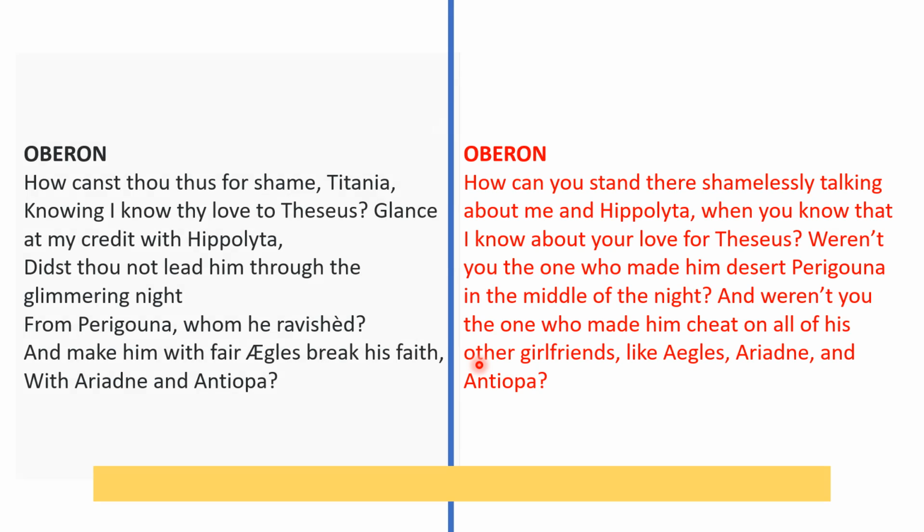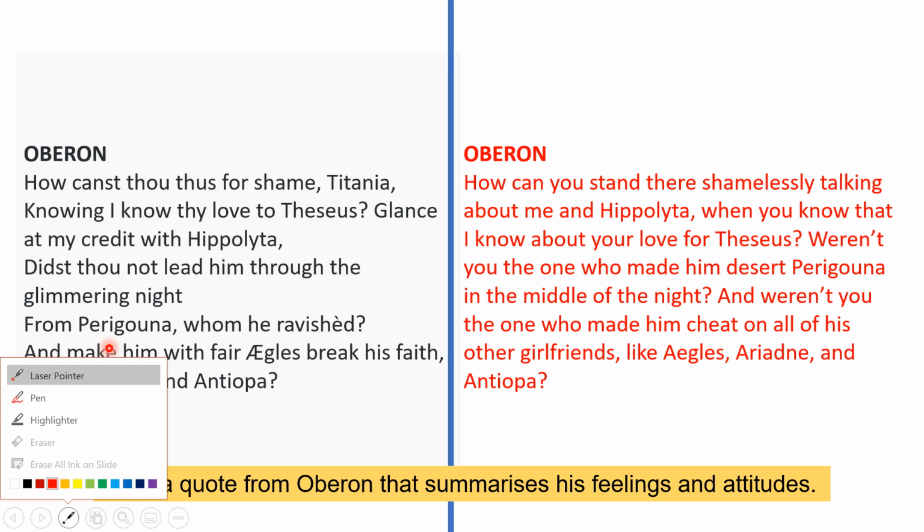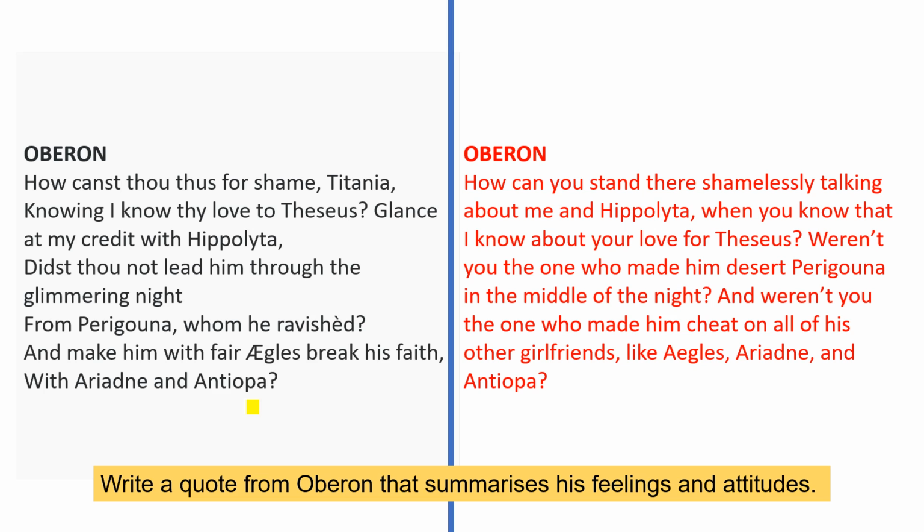So, last lesson we read this from Oberon, and I got you guys to write a quote from Oberon that summarises his feelings and attitude. I also got you to write a quote about Titania. So, for last lesson, I also wrote down a quote for Oberon and Titania, and I'm going to use my quote from Oberon today for my paragraph on romantic relationships. The quote that I have chosen is this one here, where Oberon questions how Titania can even question his loyalty when he knows that she loves Theseus and that she doesn't love him. That is the quote that my paragraph's going to be focused on today.